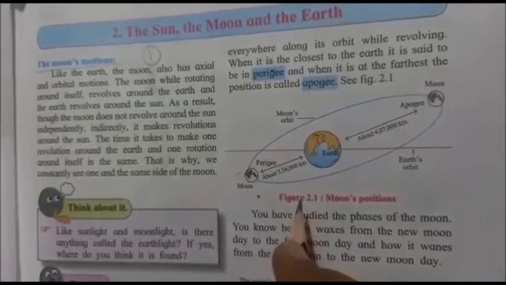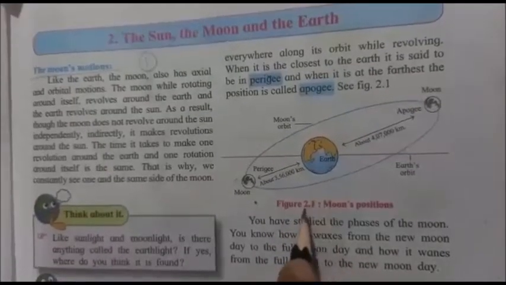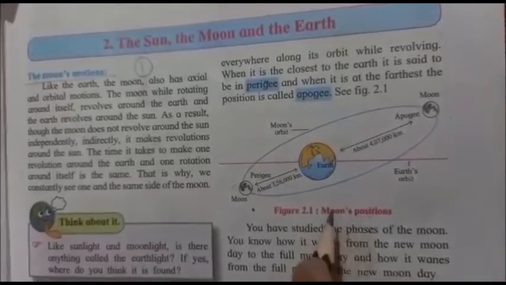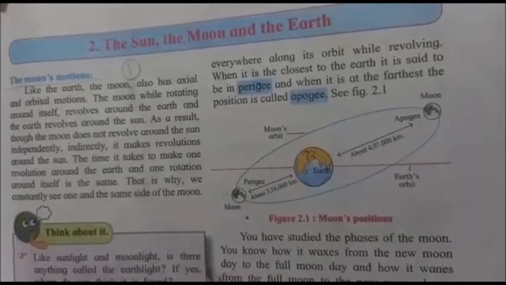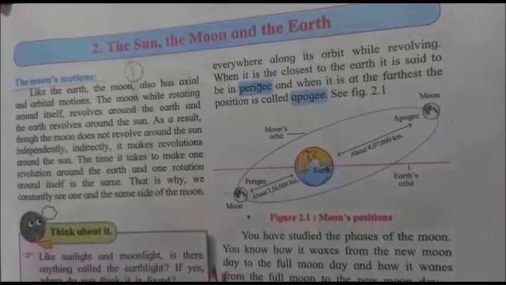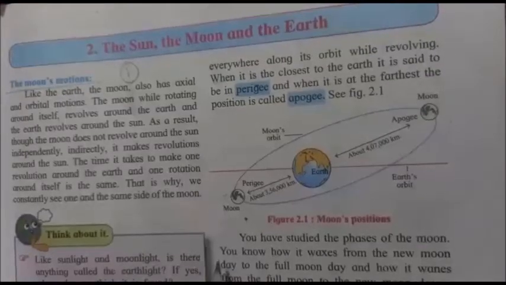Now, let us see Moon's positions. So for that we are going to observe the image for the better understanding. This is the image, figure 2.1 in your textbook, which shows the Moon's positions. The Moon's orbit of revolution is also elliptical as that of the Earth. Hence, the distance of the Moon from the Earth is not the same everywhere along its orbit while revolving.